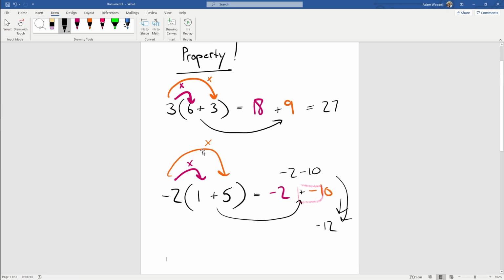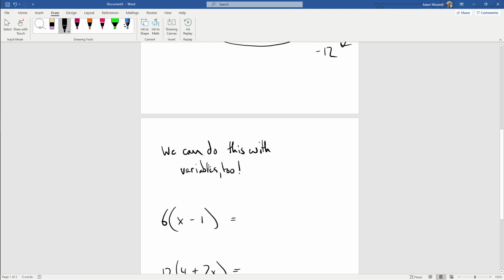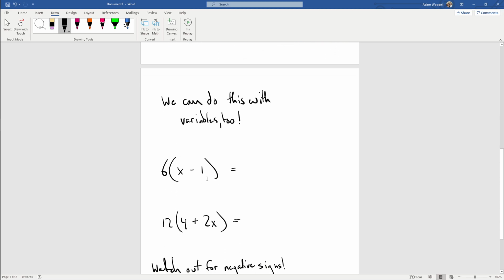But we're in our equations unit, so why are we talking about this? Well, you can do this with variables too. Same idea. Take your number on the outside, multiply it to both of the things on the inside. I like to color code my problems just so I don't lose track of anything. 6 times x. Because I don't know what x is, I have to just leave it as 6x. 6 times 1 is 6. And again, that minus sign is going to come back and it's still going to be a minus sign. So altogether, I did my distributive property, I simplified, and I have 6x minus 6.